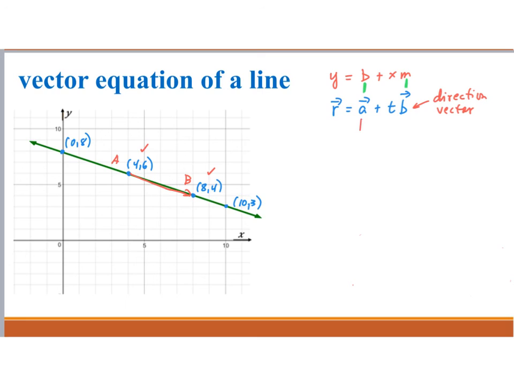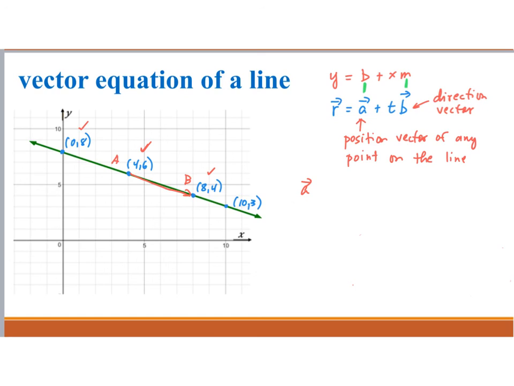Now let's talk about A. A is just the position vector of any point on the line, and there is an infinite number of points on the line, so there are an infinite number of possibilities for A. For example, if I choose 0, 8, then A is the position vector of that point from the origin.